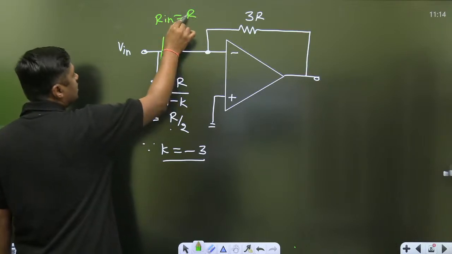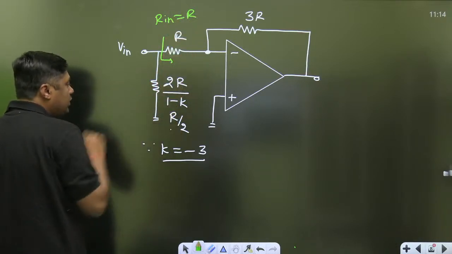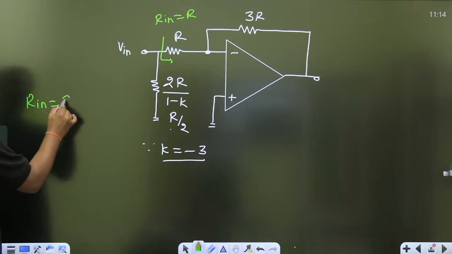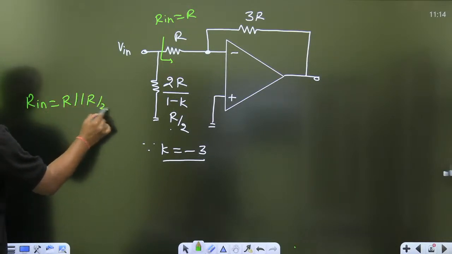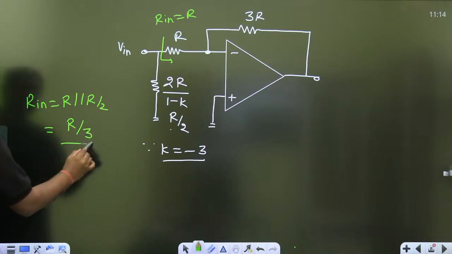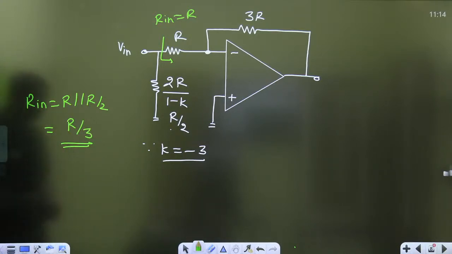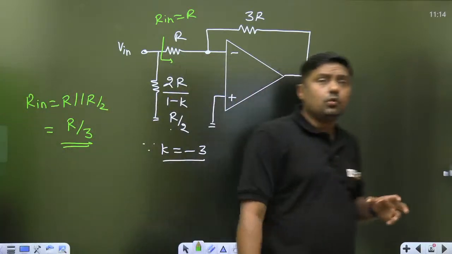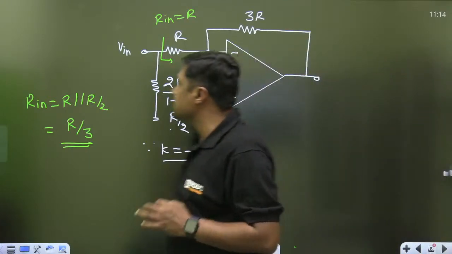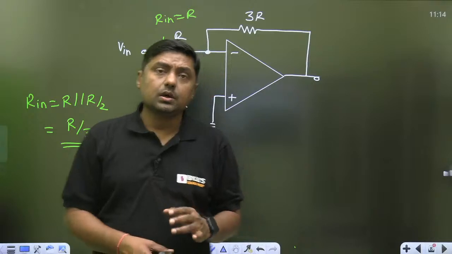Up to this point, the input resistor is R, and now this R by 2 is in parallel. So what is the R in? R parallel with R by 2. Now you can solve this and you will get the answer R by 3. So this is another way to find the input resistance, that is by using the Miller's theorem.